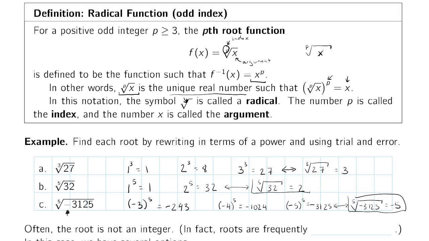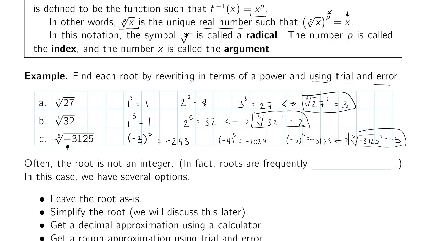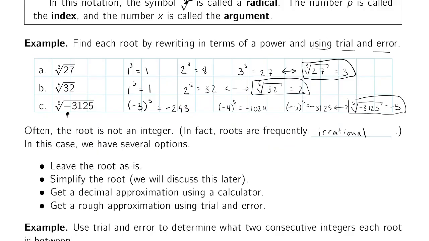So we've just found some roots using trial and error. That is, we tried taking various powers of numbers until we found the one we wanted to take the root of. Now, that worked because all of these roots were carefully chosen so that the actual result would be an integer. That's usually not the case. In fact, roots are usually irrational numbers. If we have a root that's not an integer, we have several options.